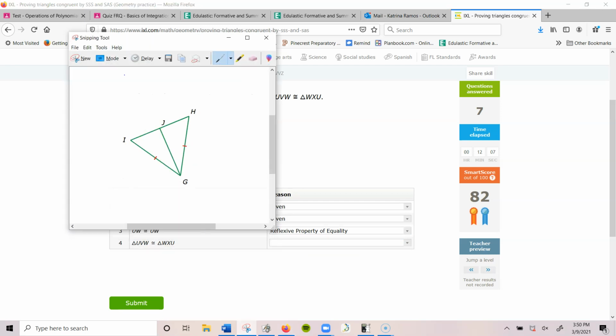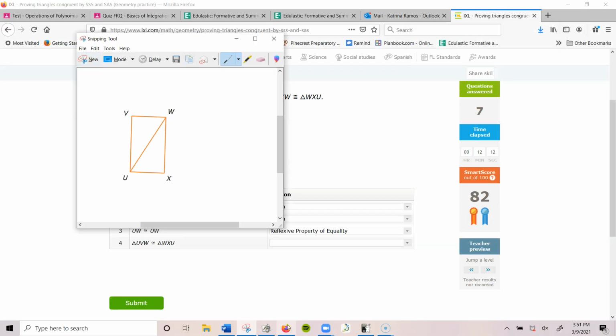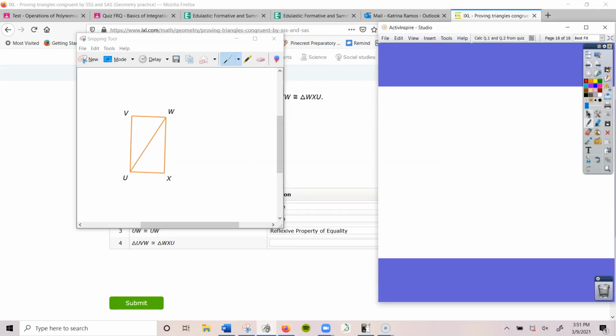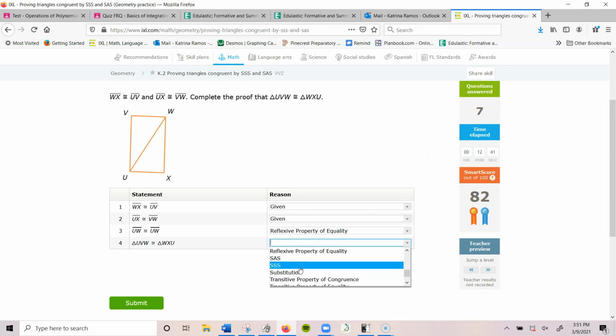And again, if you want to see how that works, let me show you the diagram. And again, I like to mark everything up. It just makes it easier for me to understand. So I always recommend to draw out your shapes. So WX is congruent to UV. UX is congruent to VW. And UW is congruent to itself. So what I have here is side, side, side, side, side, side. So these triangles are congruent by side-side-side.